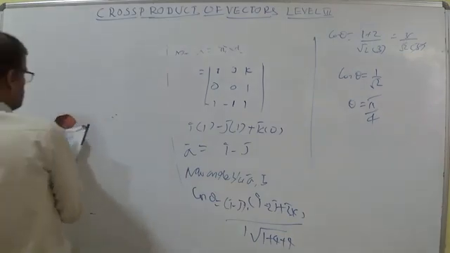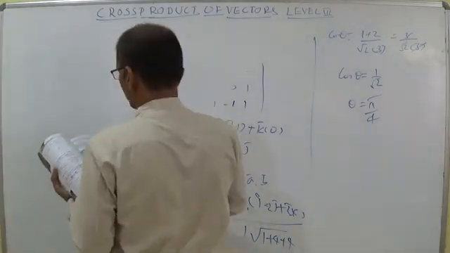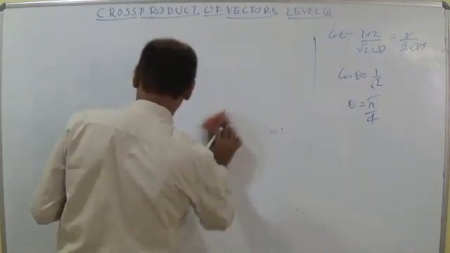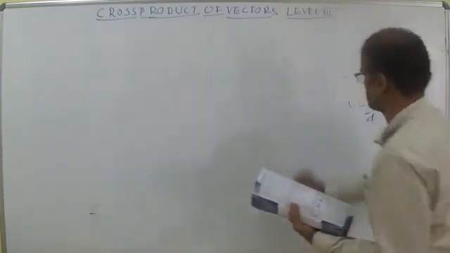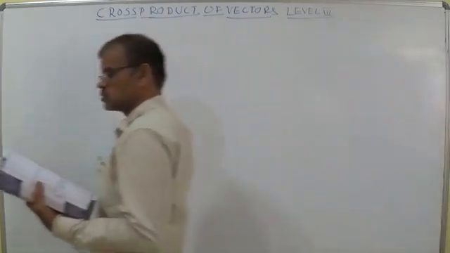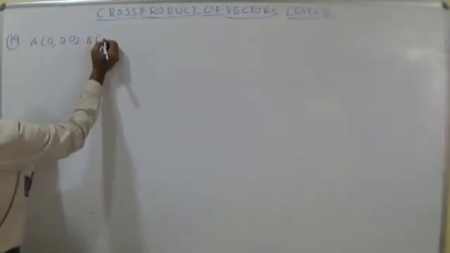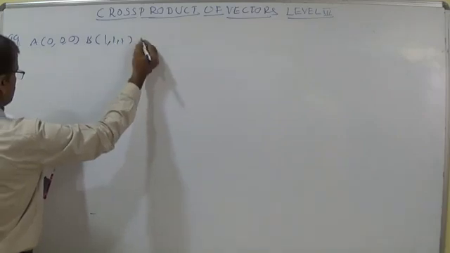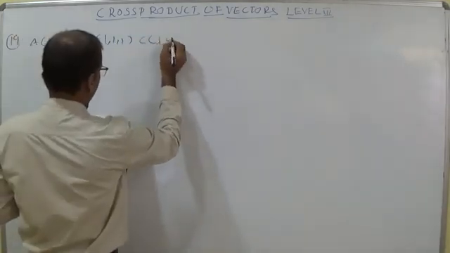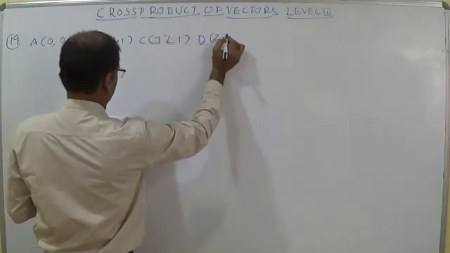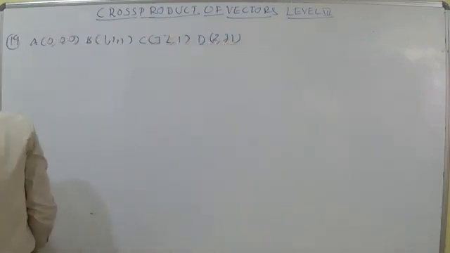19th question. A is 0, 0, 0, B is 1, 1, 1, C is 3, 2, 1, D is 2, 3, 1. These are 4 points. Then find the angle between the planes through ABC and through ABD. The given points are A 0 0 0, B 1 1 1, C 3 2 1, D 2 3 1. 4 points are there.